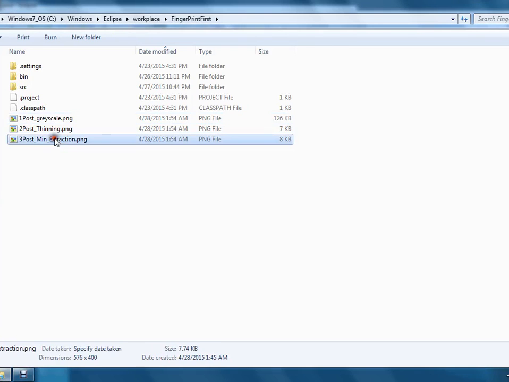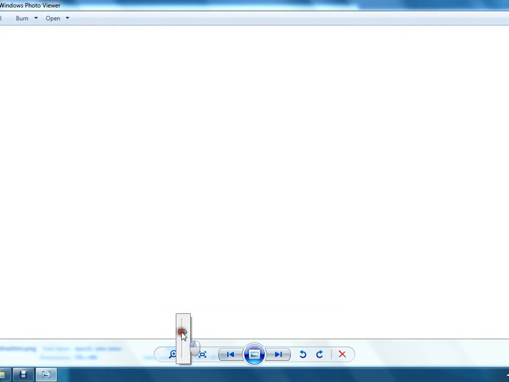Here, post minutiae extraction, PNG. So this is the image that we are getting, and I'm representing each of these with different color intensity: red, green, blue. Each can be seen as the pixels generated from the crossing number.